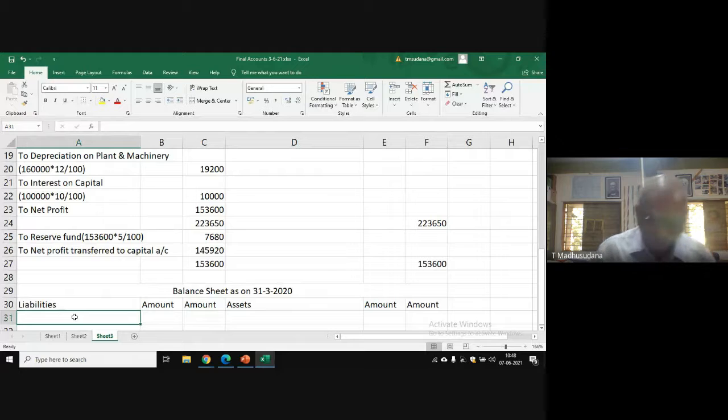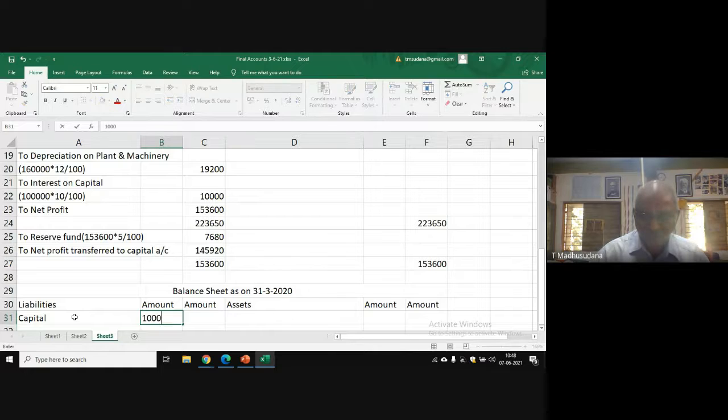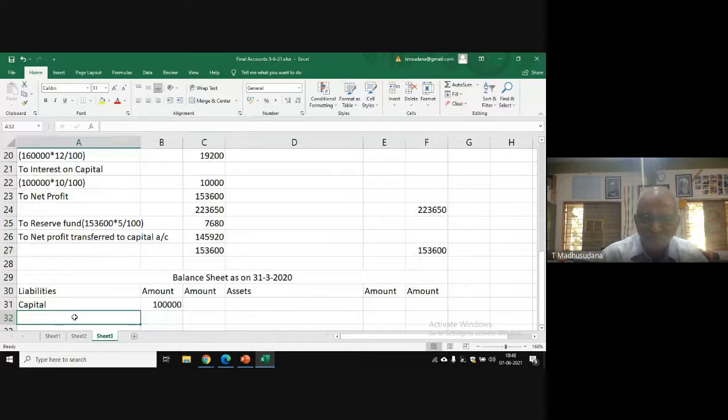Okay, so first let us see the liability side. Liability side, what is the first item? Capital. There are adjustments for the capital, so capital is to be shown in the inner column. 1 lakh rupees capital. 1 lakh is given in the trial balance. For this, what are the items to be added? We have to add the net profit.